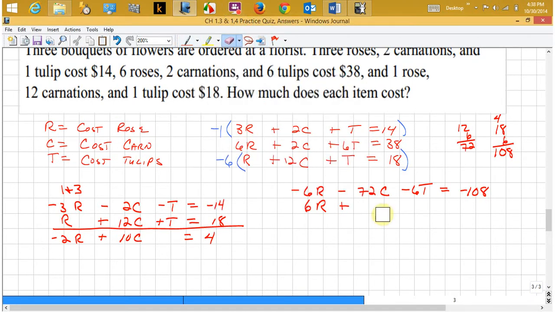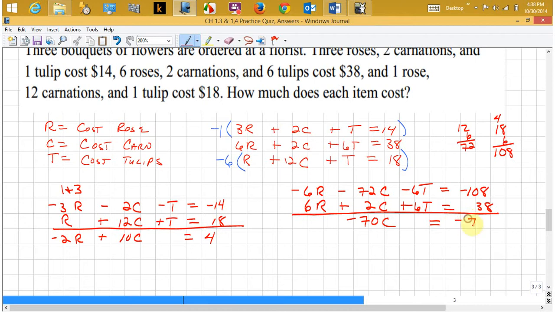Okay, continuing. 6r plus 2c plus 6t is equal to 38. So let's add those two together. The r's are going to cancel out. I'll have -70c is equal to -70. Dividing by -70, I've got c is equal to 1.